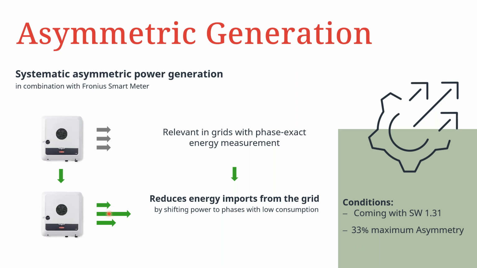And this asymmetric production will be at the scale of about 33% maximum asymmetry. So it means that if you compare phase to phase, then it has to be 33% of what that particular phase is capable of producing as maximum. And therefore, if you take away the 33%, then that would give you how much asymmetry you could have on each of the phases.